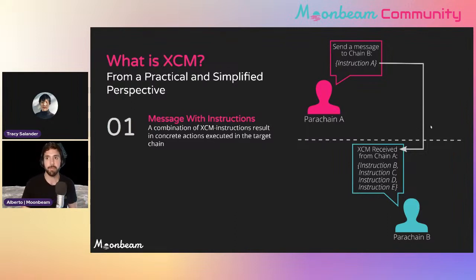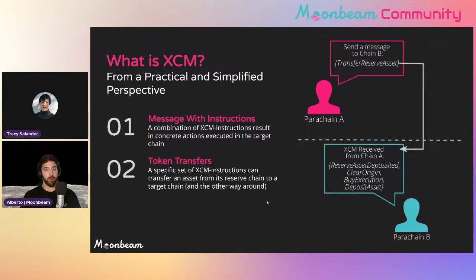In this example on the right-hand side, parachain A, let's say Moonbeam, is going to send a message to parachain B with a set of instructions. Part of the instructions can be executed on parachain A, and part can be executed on parachain B. It doesn't really matter, as long as the action that you're trying to do results in whatever action you want it to do.